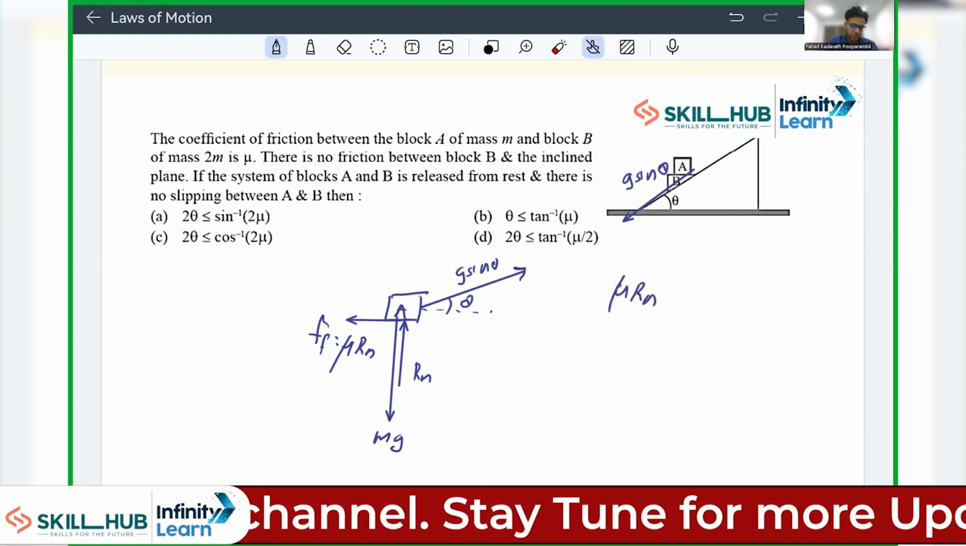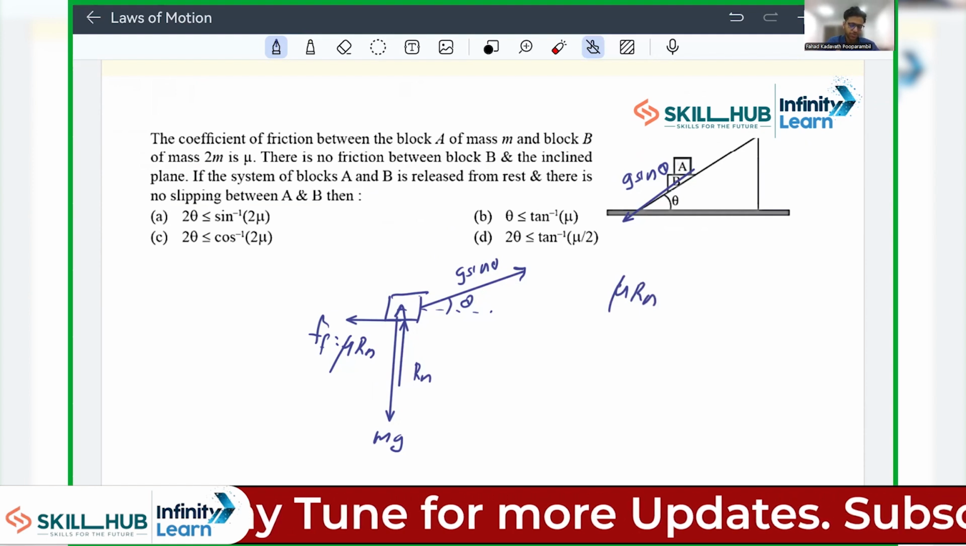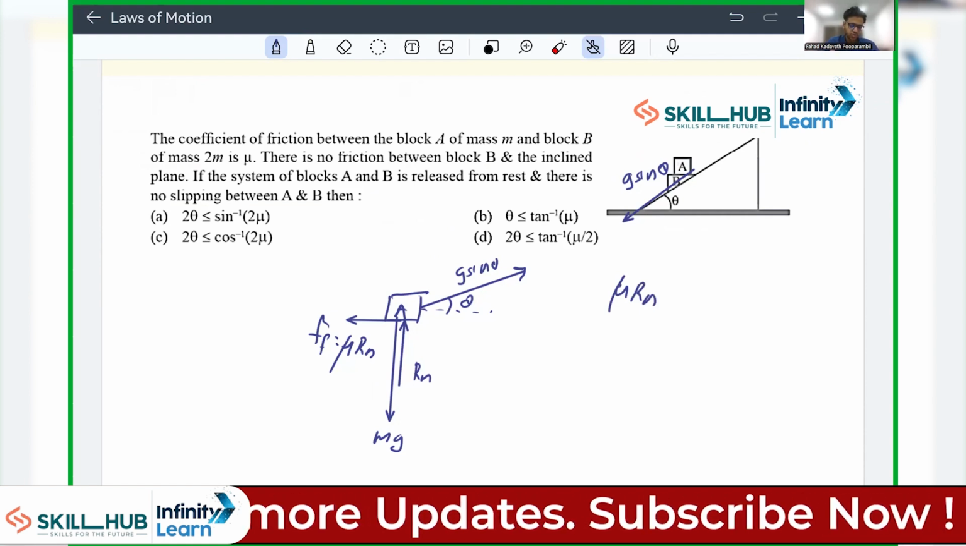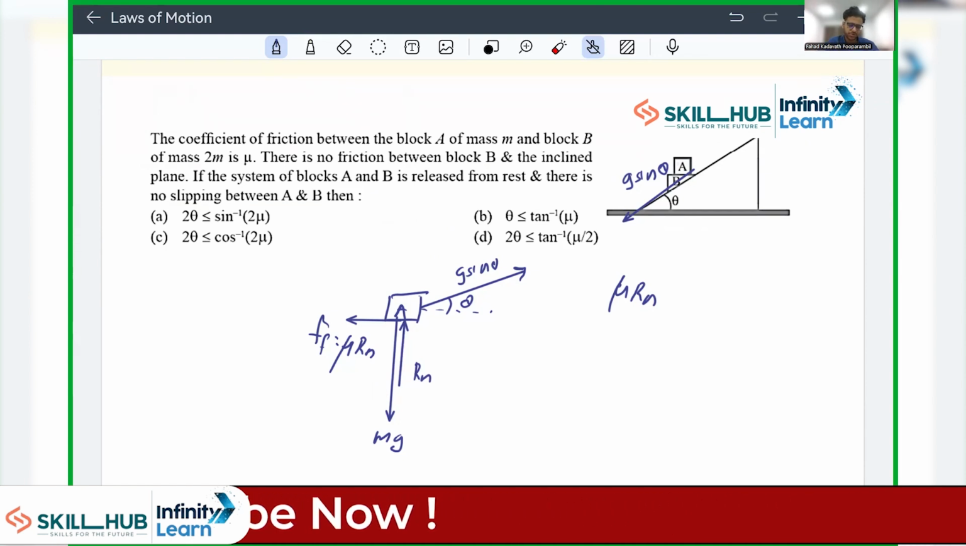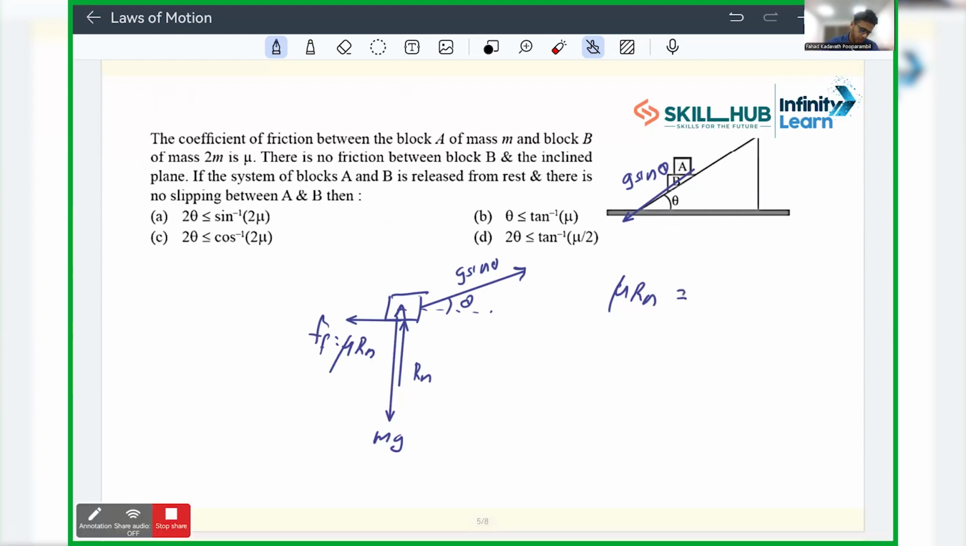Now you can resolve the force in the horizontal direction, and you can write the frictional force mu into Rn. Now it is in equilibrium condition. You can apply the equilibrium since we defined a pseudo acceleration opposite to the acceleration of the frame. Then mu Rn should be equal to the horizontal component of g sine theta. We have g sine theta here, and we need to get its horizontal component, that is this particular component. That would be equal to g sine theta is the force and its component along the horizontal, the cos theta component. Okay, g sine theta cos theta.